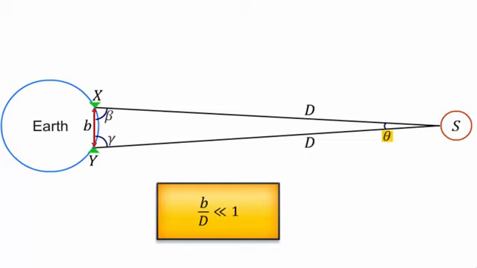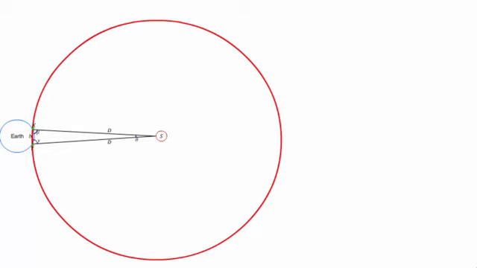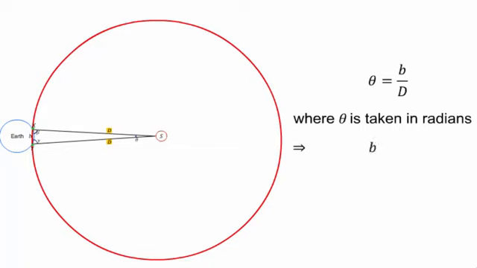Subsequently, we consider X and Y as two points on arc of a large circle with its center at S and radius D. By definition of angle, theta is equal to the ratio of the arc length, which is the basis B, to the radius of the circle D, where theta is taken in radians. Thus, basis B is equal to D theta. This implies that the distance of the planet D from the Earth is the ratio of B to theta.